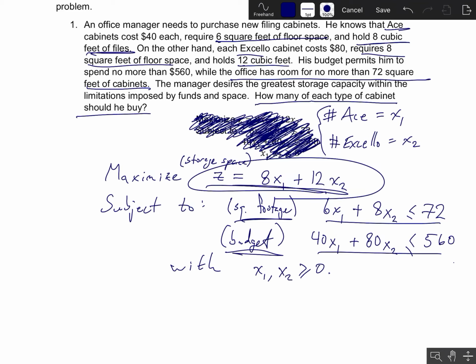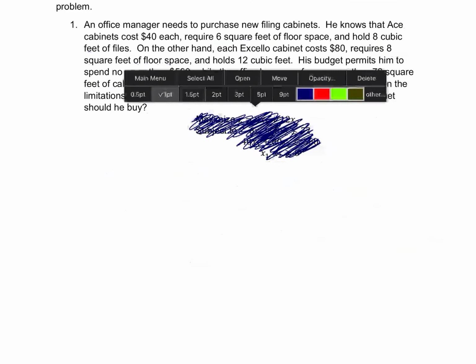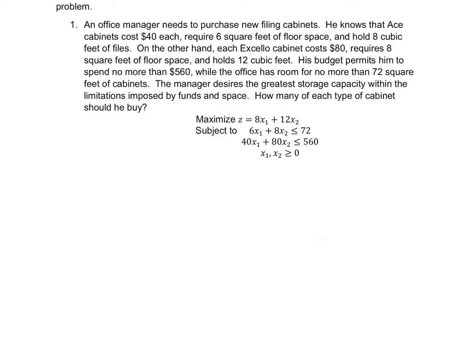On the notes that I'll post online, I'm going to be posting some separate handwritten notes. So if you want to read over this again more carefully, then you can. So here is the linear program that we just found. And now we're going to solve this linear program.